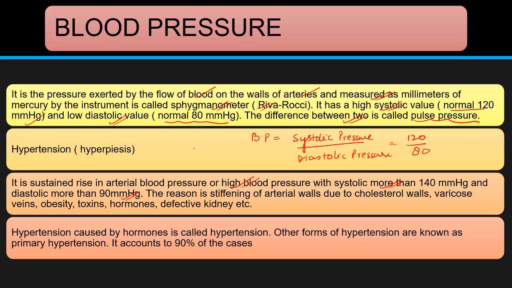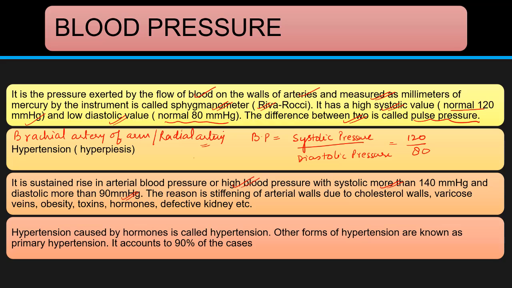Okay. The instrument by which we can measure BP is called sphygmomanometer. In men, BP is measured in the brachial artery of the arm, or radial artery. Okay. The difference between blood pressure, systolic and diastolic, 120 minus 80, comes to be pulse pressure.